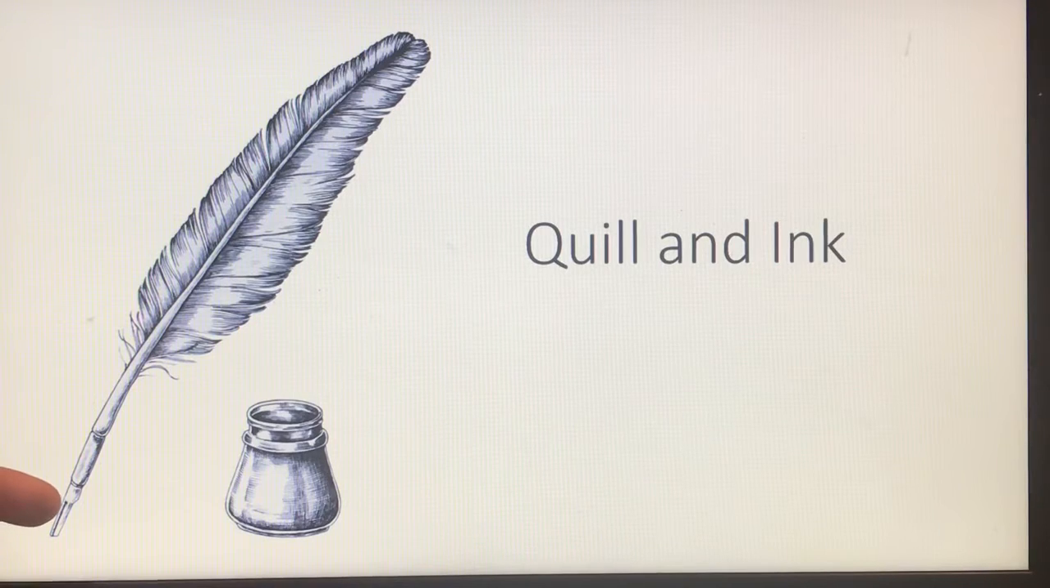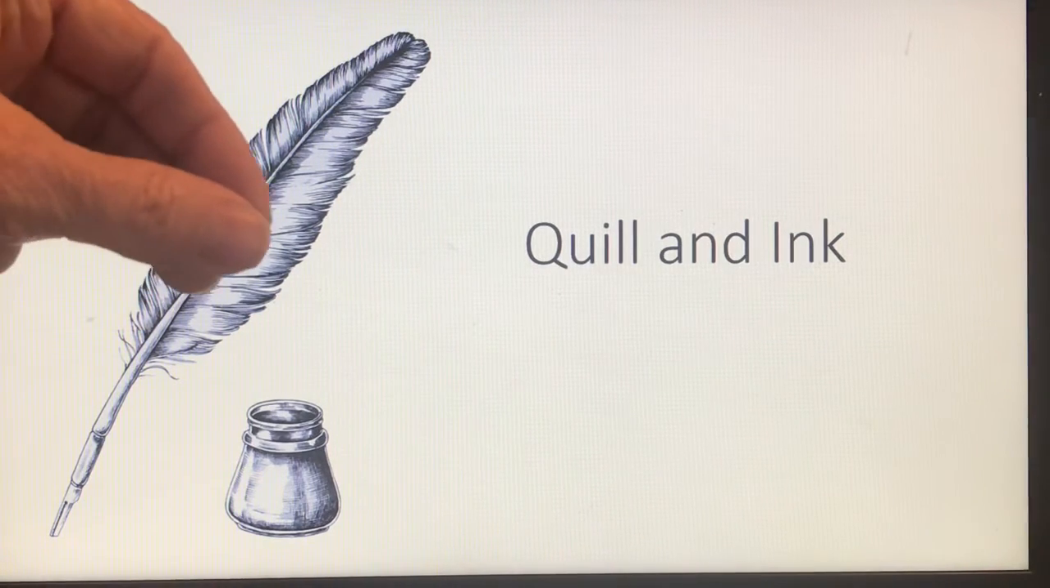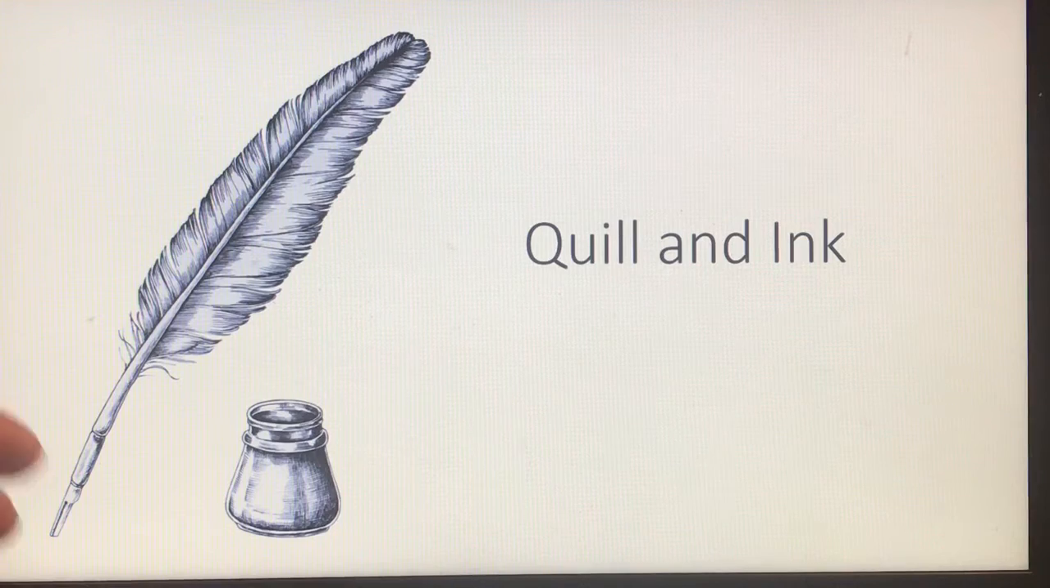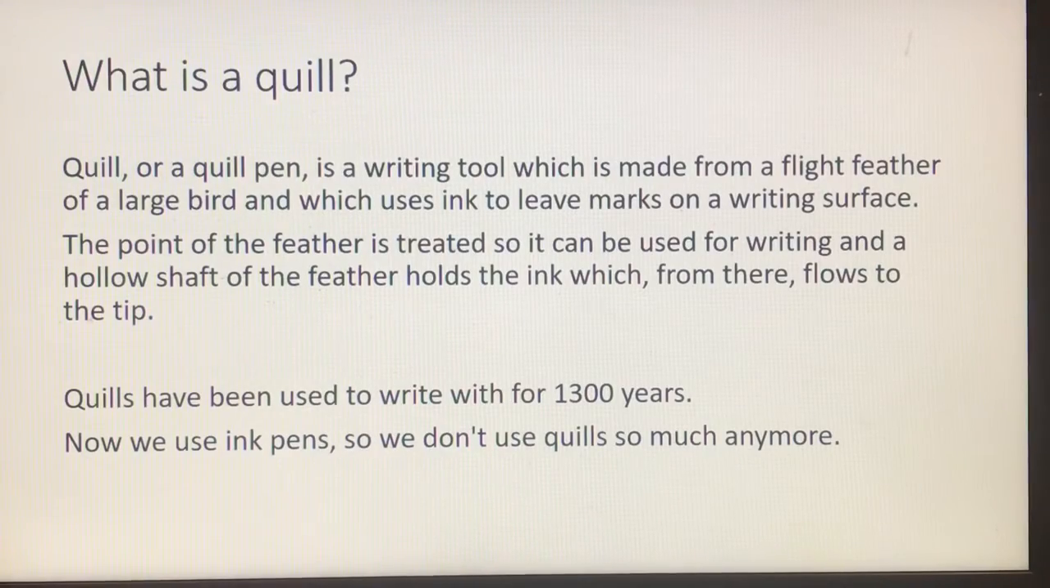So when you dip the feather into the inkwell, a little bit of ink goes up into this part of the feather, and it's stored in there so that when you write with it, the ink will slowly come out onto your paper. Quills have been used to write with for over 1,300 years. Now we use ink pens.